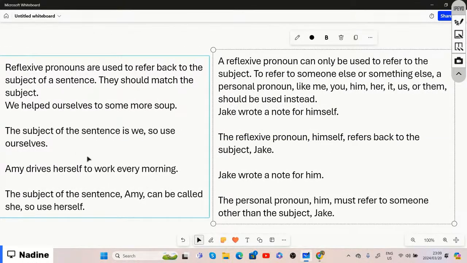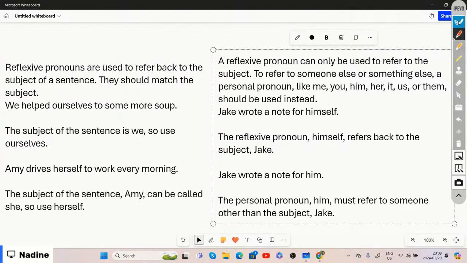Okay. So reflexive pronouns are used to refer back to the subject of a sentence. They should match the subject. If you use the word myself, then it means we need to be talking about I. If you are saying yourself, then it needs to refer back to you. If you are saying herself, then we need to refer to a girl, or himself, a boy.